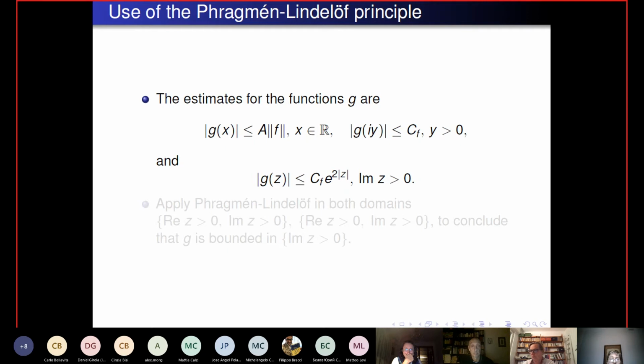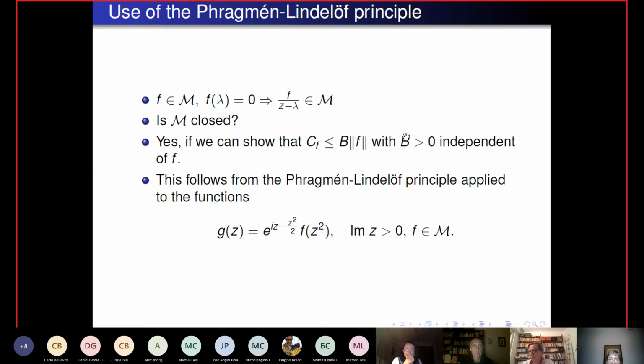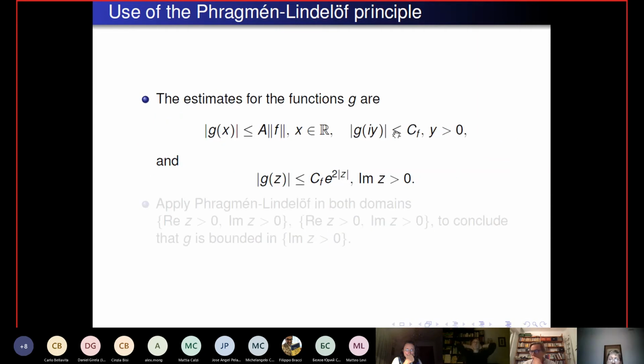So on the real line, this G obeys the restriction that comes from the estimate of the point evaluation. But on the imaginary axis, the best estimate is this C, which depends on the F we started with. So G comes from an F, right? So that's where C_F comes from. And in the whole half plane, you have something like this with e to the 2z.